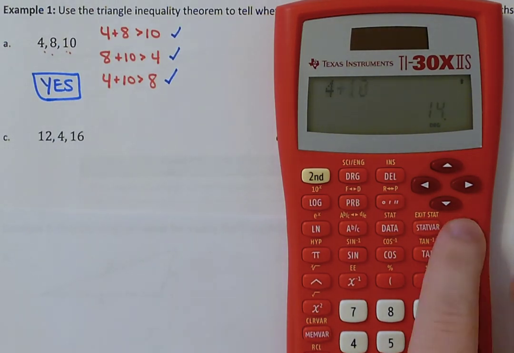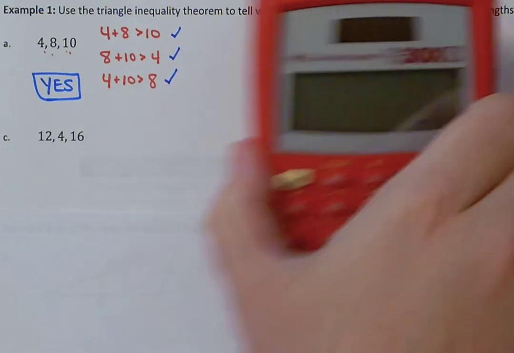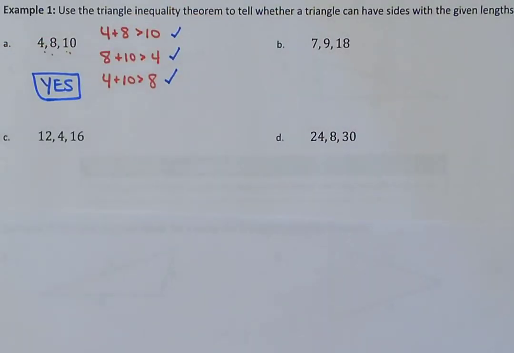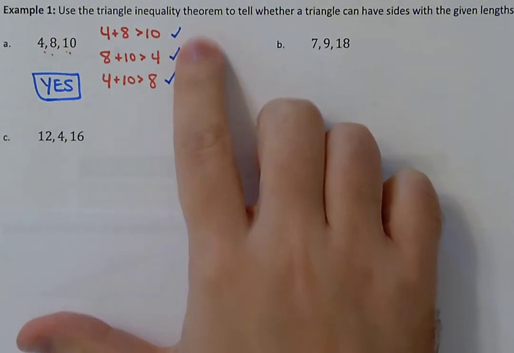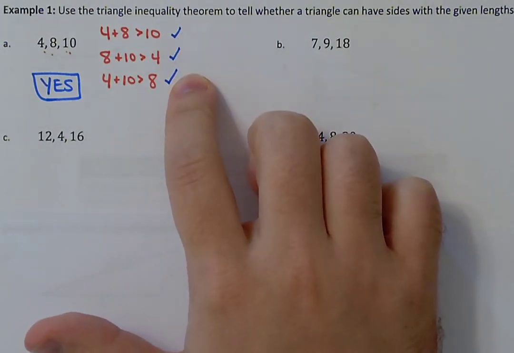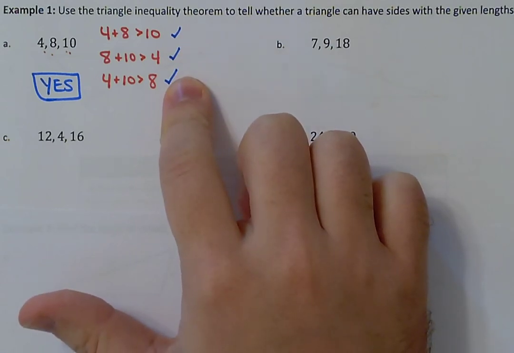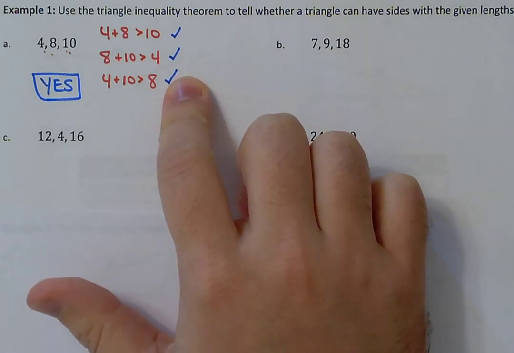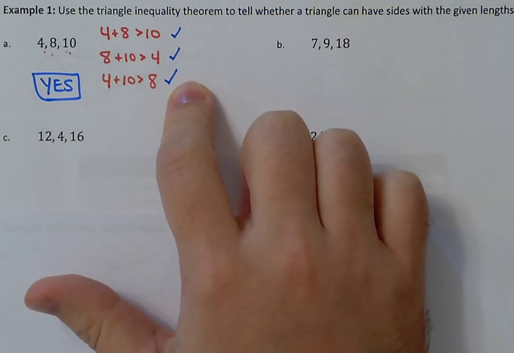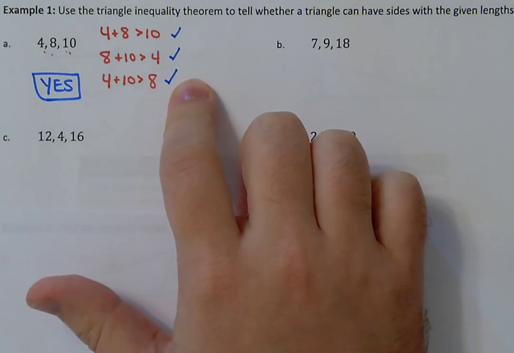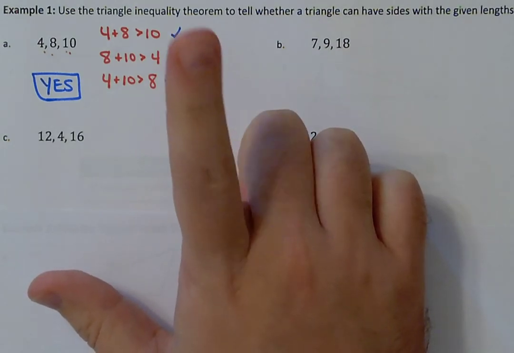Now, before we jump into the other parts, B, C, and D, I do want to make you aware of a quick shortcut instead of having to go through and do this 3 times. This is all well and good and really doesn't take too much time, but there is a way to do this a bit quicker to determine if side lengths form a triangle.